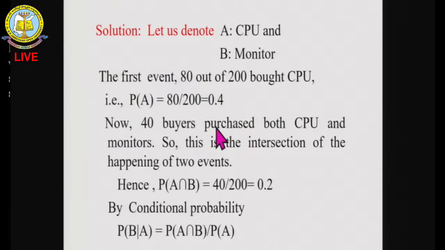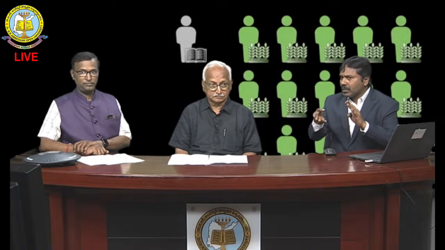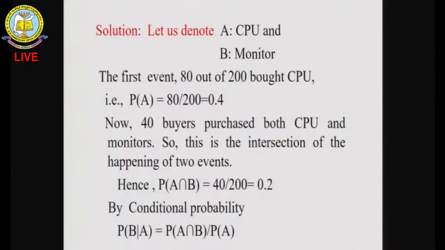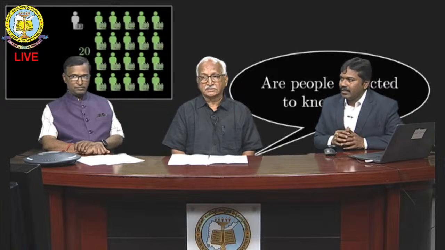If you carefully read this problem: in a group of 200 computer buyers, 80 bought a CPU. I will explain this clearly. Let us denote two events here. According to earlier definitions, and the four examples already given, how do we convert it into probability terminology? Let A be the CPU, and let B be the monitor. This is the most important aspect in conditional probability: identifying the events A and B.